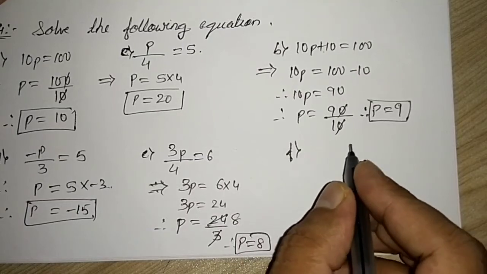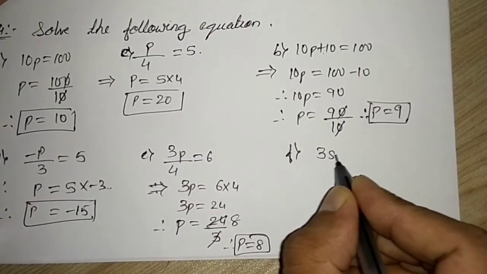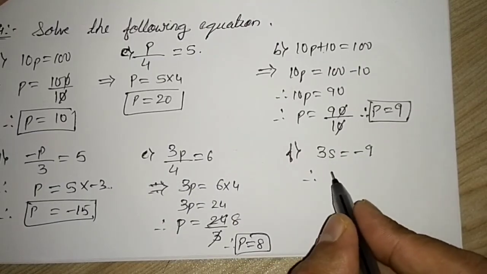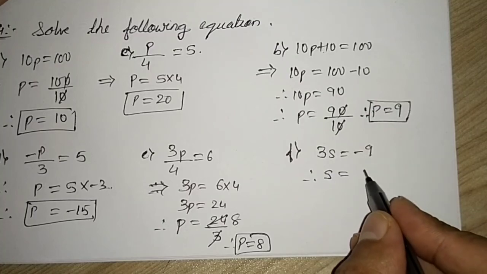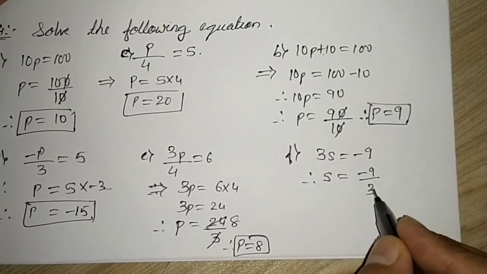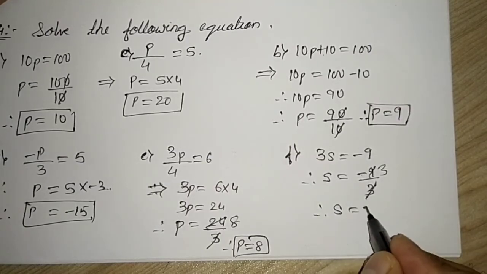F part. F is 3s is equal to minus 9. 3, which is in multiplication, if it goes that side it will divide because transposing 3, so 3 1s are and 3 3s are, so we will get s is equal to minus 3.